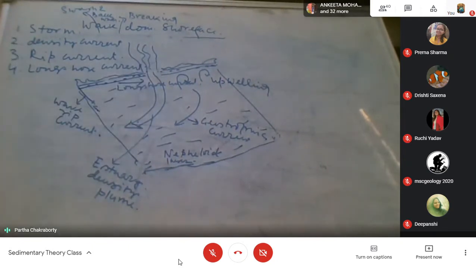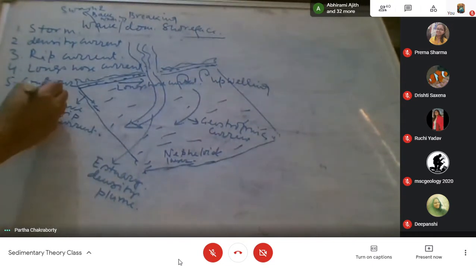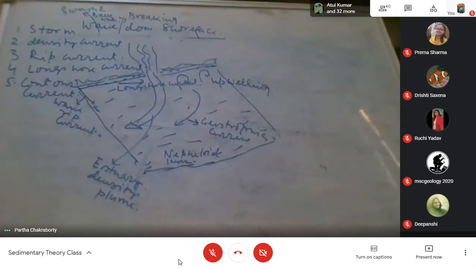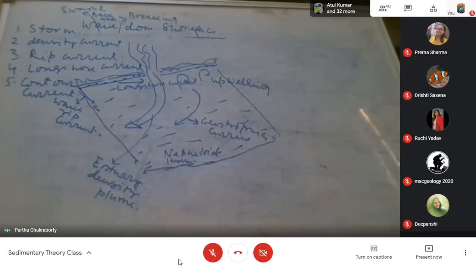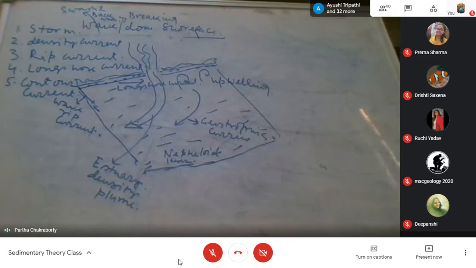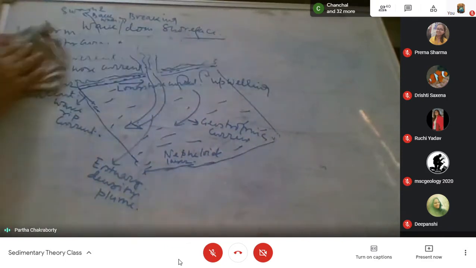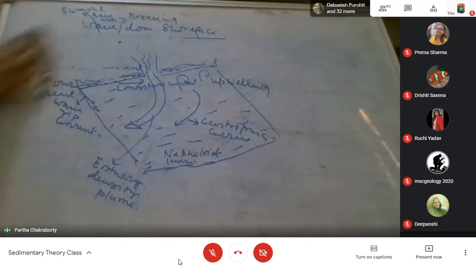People have also described the shelf contour current. These are the major current processes that operate in a shelf. Okay? Storm, density current, rip current, longshore current, and contour current. Now, let us first discuss the storm, how storm works, and what is the process and what is the product of storm.